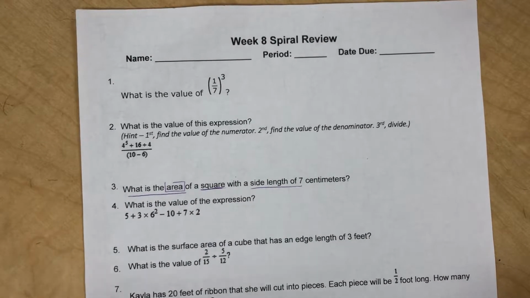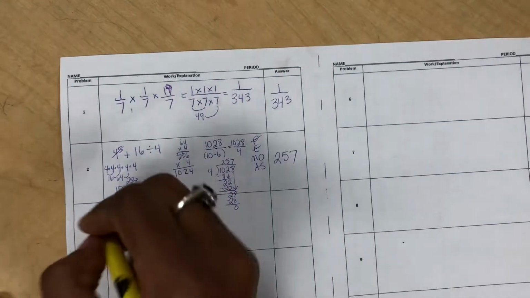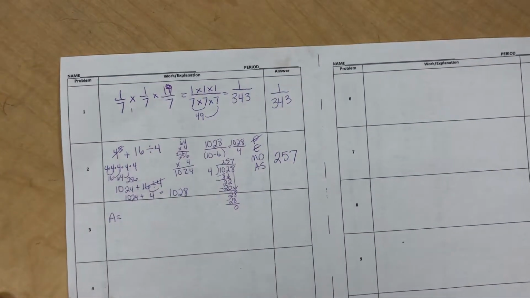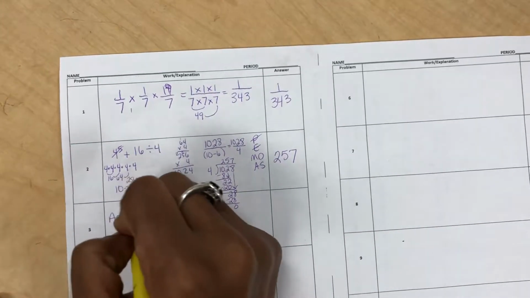So I've got to keep all that in mind when I'm solving it. So I know I'm finding area. I know area is what I'm looking for, and I know I'm finding the area of a square. In a square, I'm going to do base times height.